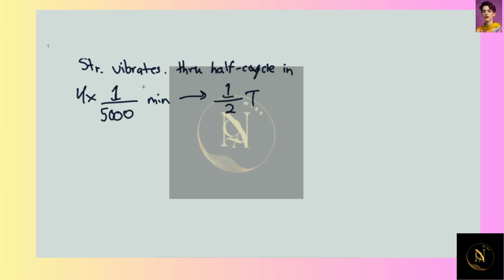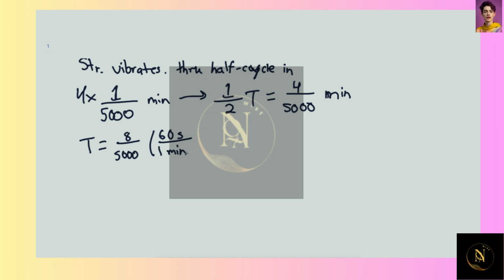At this point, we can say that the period is defined as the time it takes to vibrate through a full cycle. So if we say that this is equal to the half cycle, we can make a relationship and say that 1 over 2 times T equals 4 over 5,000 minutes. And at this point, T is going to be equal to 8 over 5,000 times 60 seconds over 1 minute, and this is going to be equal to 0.096 seconds. So that will be the period.